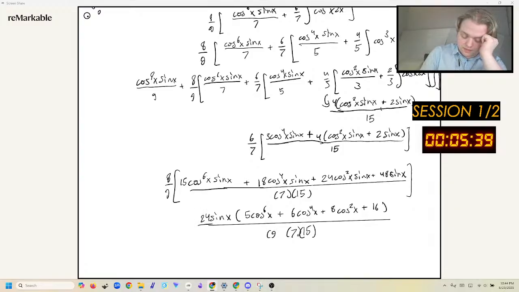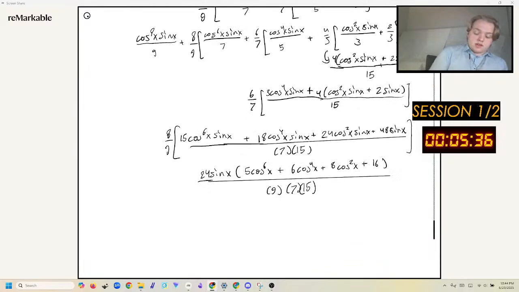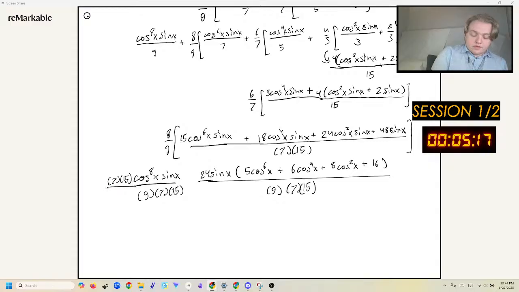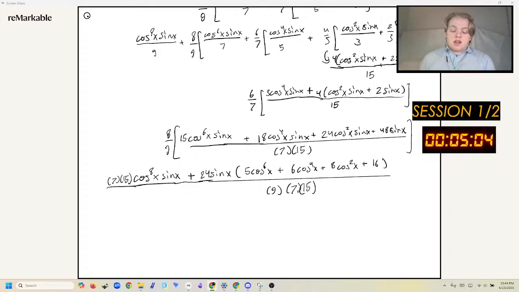and 9 down bottom, and I'm again going to keep it separate because we have cosine 8x sine x over 9, and it's clear that if we multiply it by 7 times 15, then we can do what we've wanted to do, which is put this all over one common denominator, and now for the gruesome work of simplifying.